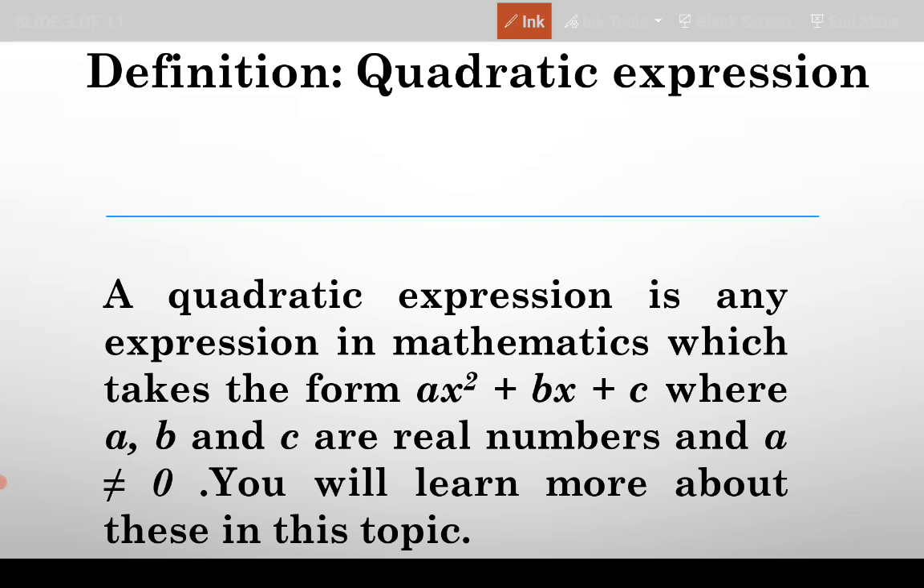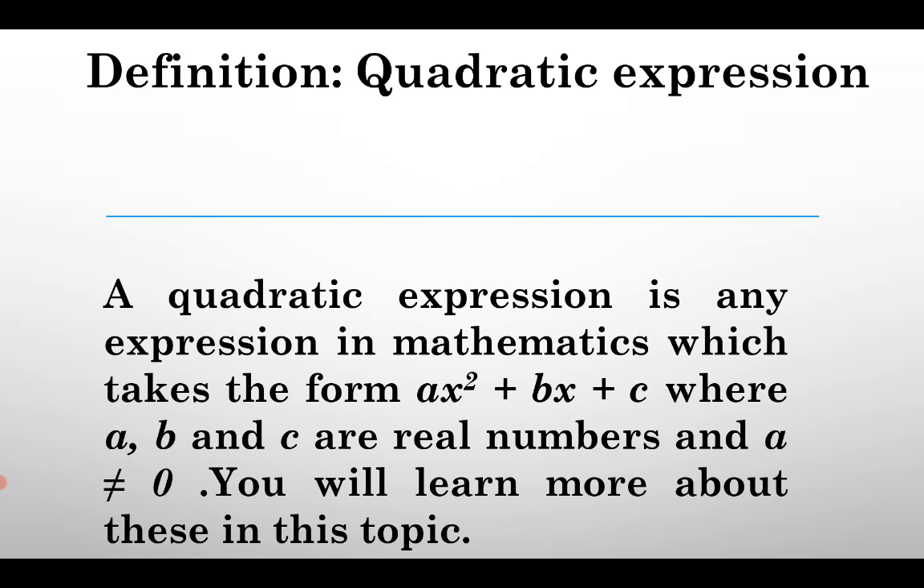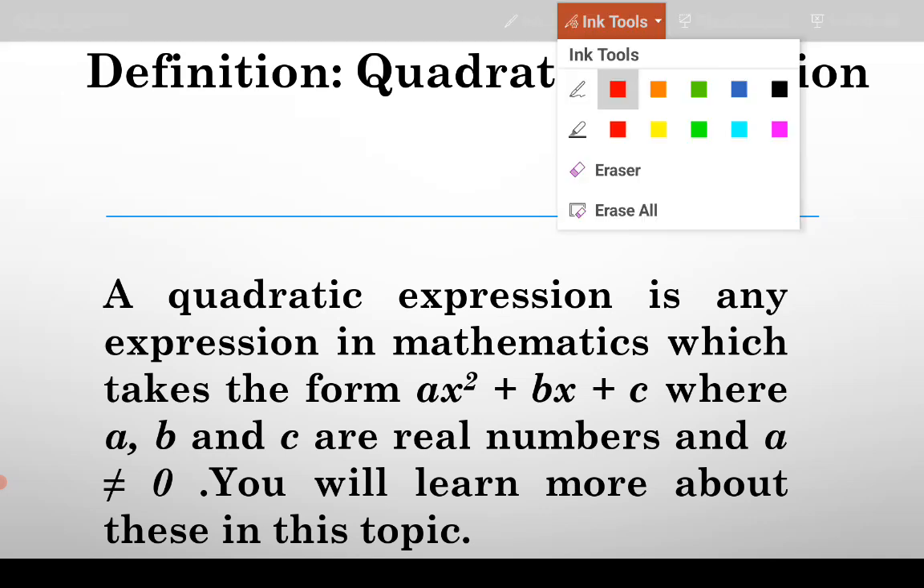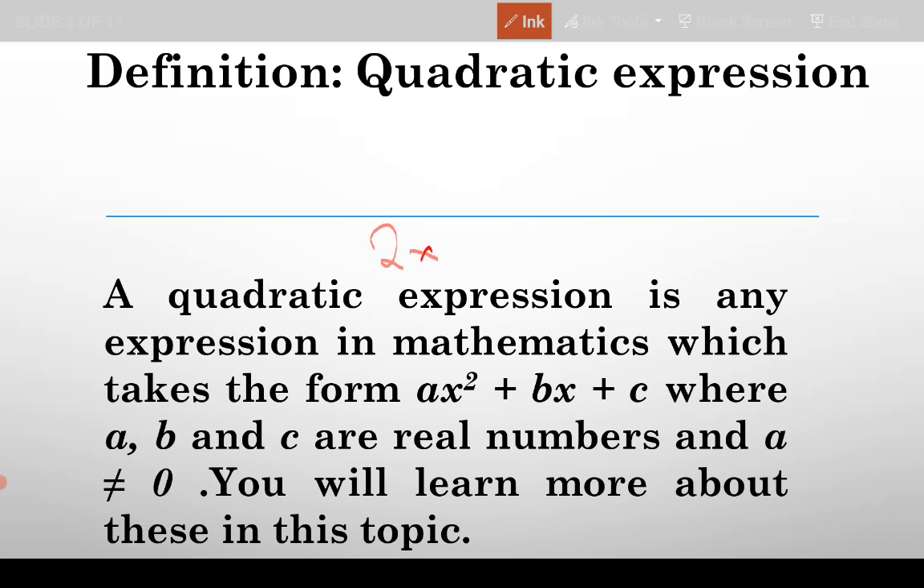All right, I'm sure you have met expressions like 2x squared plus 3x minus 4. This is an example of a quadratic expression also. So in this case, our a is 2, and our b is minus 3, the whole of it, minus 3, while c is minus 4. So this is a quadratic expression.